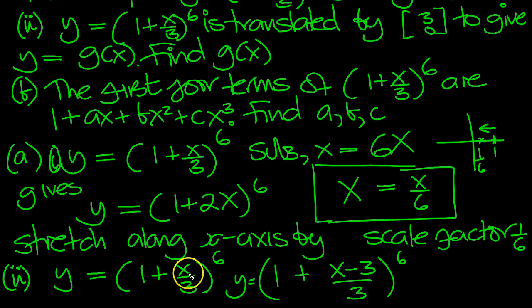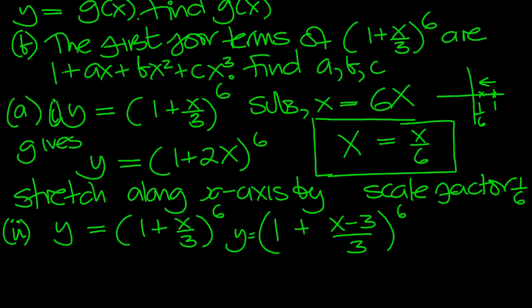So let's just check that. If x is 3 here, put 3 in, we'll get 2 to the power 6. So x equals 3, y equals 2 to the 6. If we put 6 in here, we'll get 2 to the power 6. So it's like we've shifted it forward because we get the same y value when x is 6 in this one. So it is shifted forward 3 units. So that's fine. So we need to simplify that, find g of x.